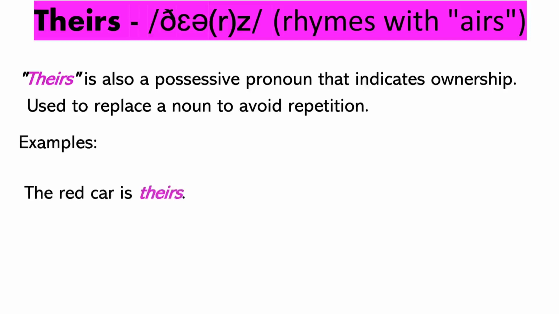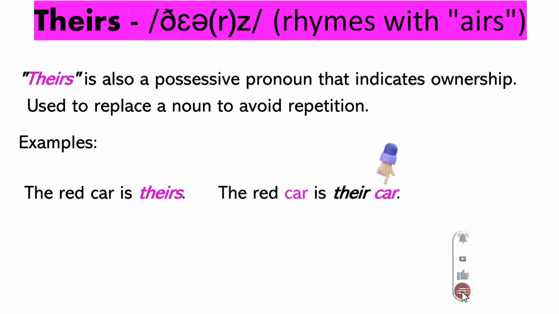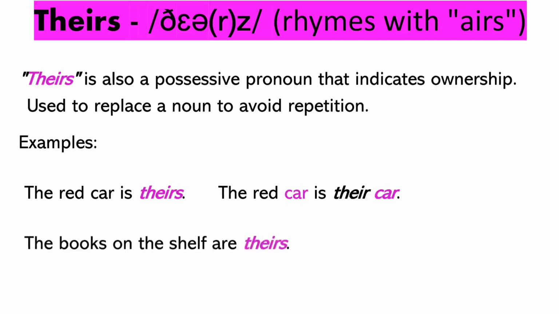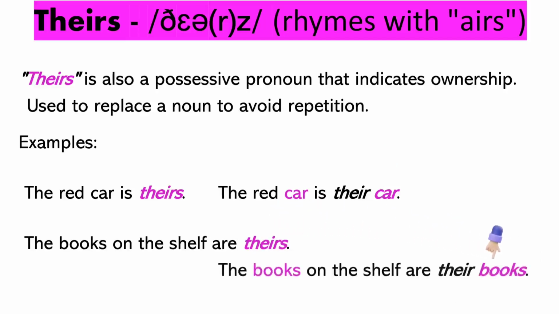The word theirs is used instead of repeating the noun car to indicate that the car belongs to a certain group of people. Similarly, in the sentence, the books on the shelf are theirs. The word theirs is used instead of repeating the noun books to indicate that the books belong to a certain group of people.